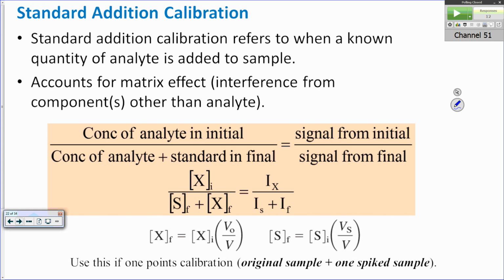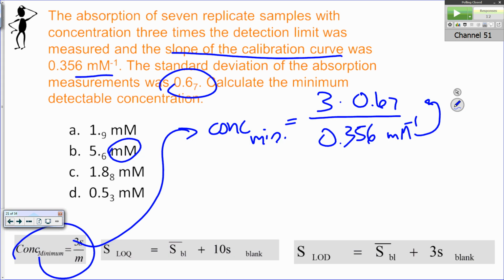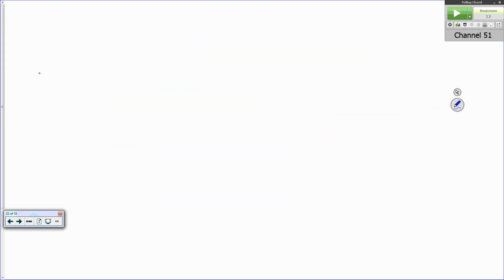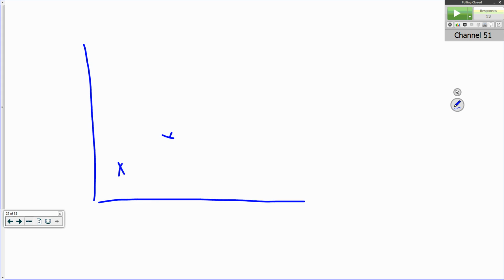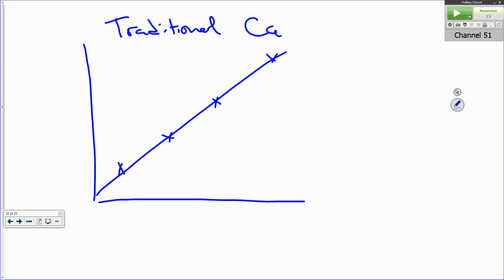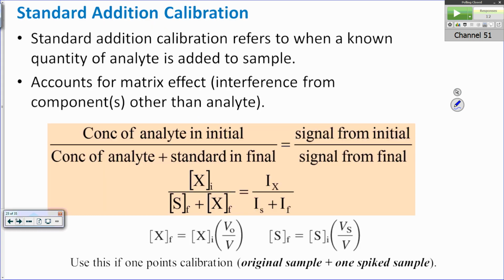Okay, so we've talked about linear calibration. We've done a few examples of that where we have a linear response. And this is what we call traditional calibration. It's typically our preferred method of analysis because of its simplicity, but what it doesn't treat for or give us a way to analyze are matrix effects.